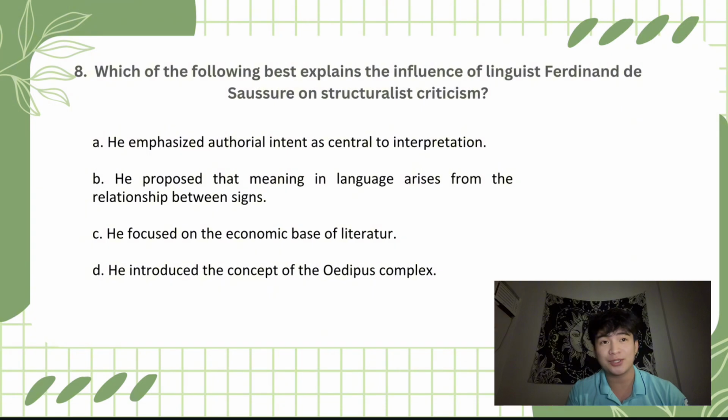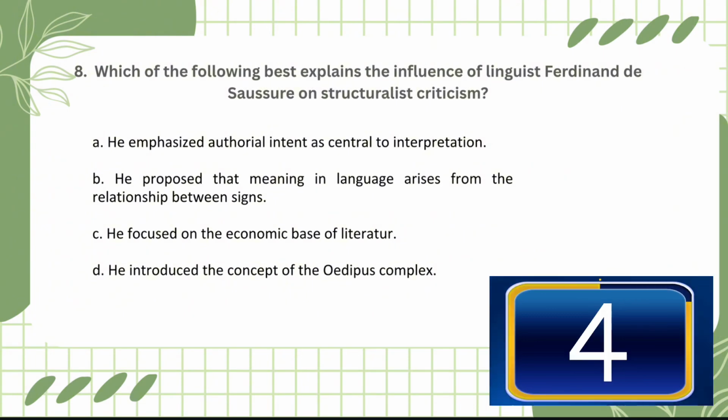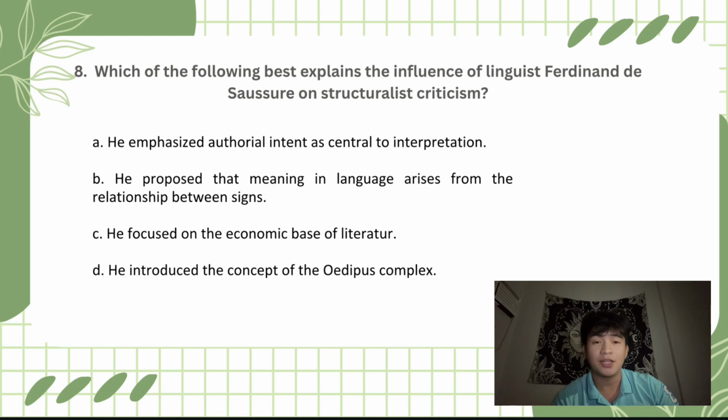And now let's have question number 8. Which of the following best explains the influence of linguist Ferdinand de Saussure on structuralist criticism? A. He emphasized authorial intent as central to interpretation. B. He proposed that meaning in language arises from a relationship between signs. C. He focused on the economic base of literature. D. He introduced the concept of Oedipus complex. And the correct answer for this question is letter C.